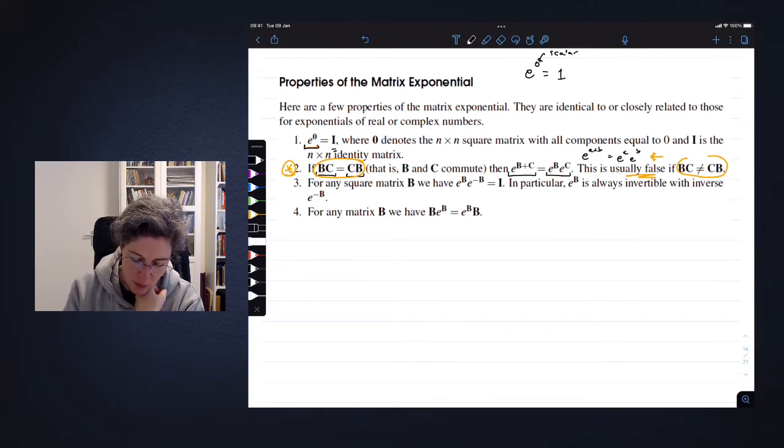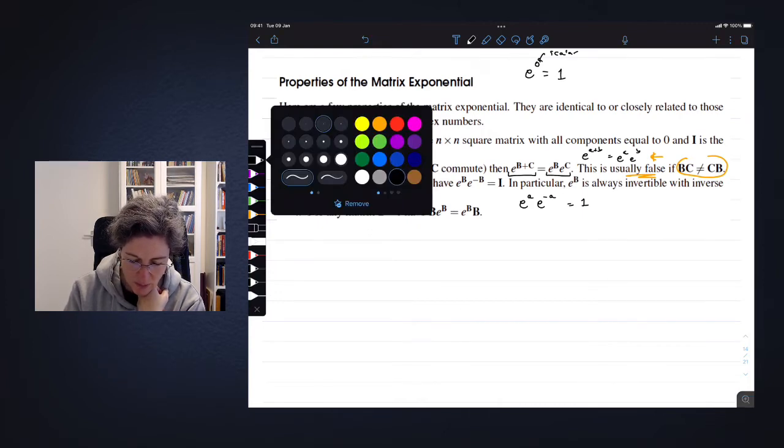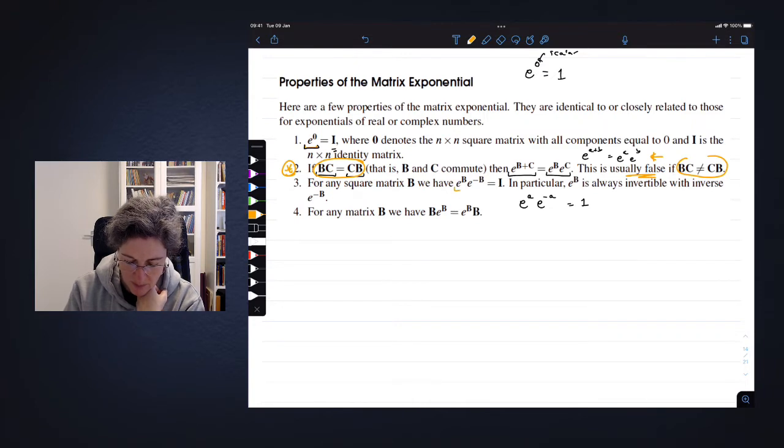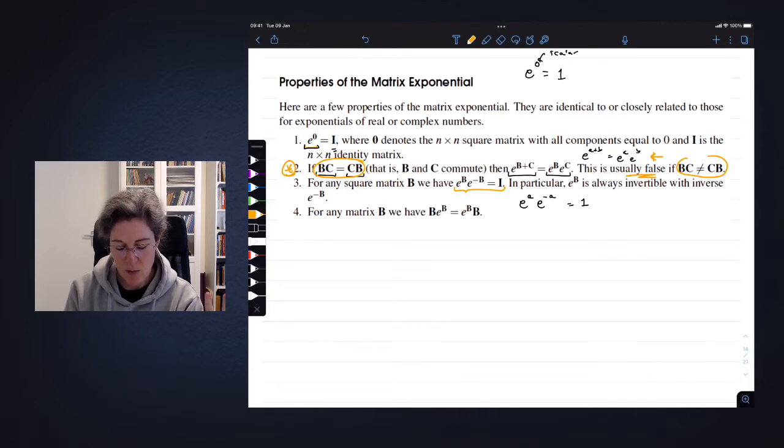We know that for our scalar exponent we have e to the a times e to the minus a is just equal to 1. And the good news is that for our matrix exponential we have the same thing. So e to the b times e to the minus b, where b is a matrix, is going to give you the identity. What does this tell you? This tells you that the matrix e to the b is always invertible, and the inverse is e to the minus b. So that's a useful thing.